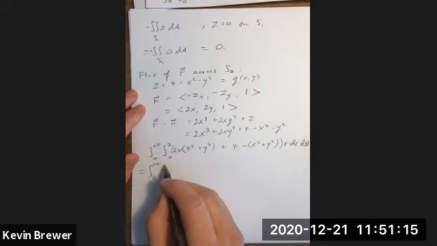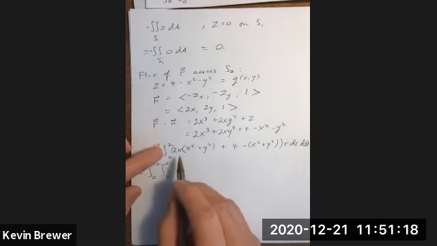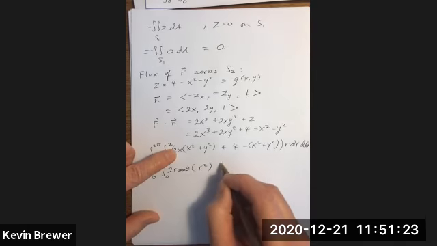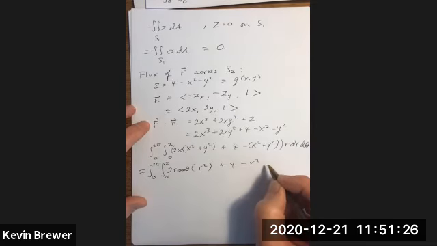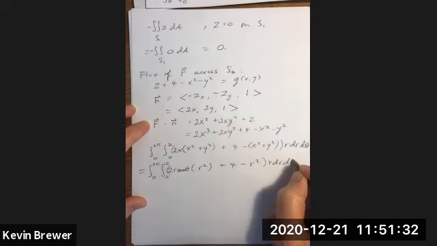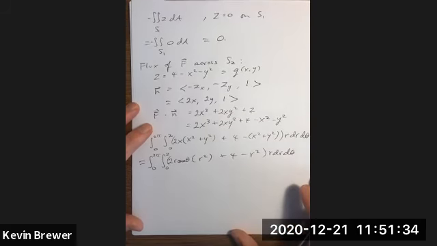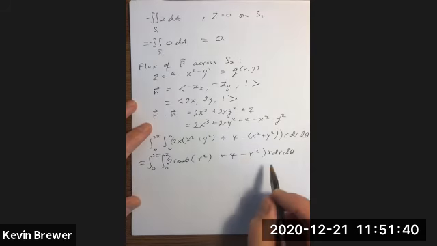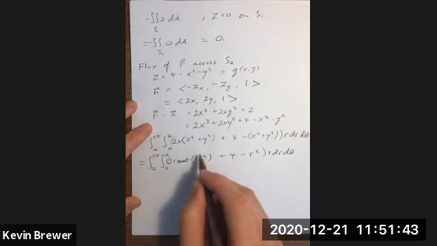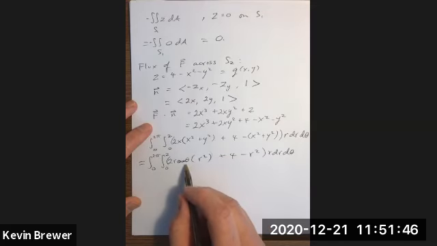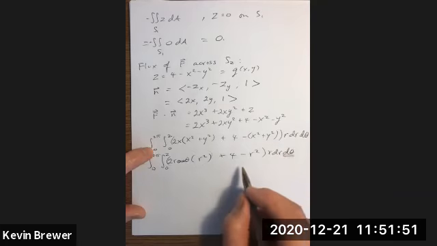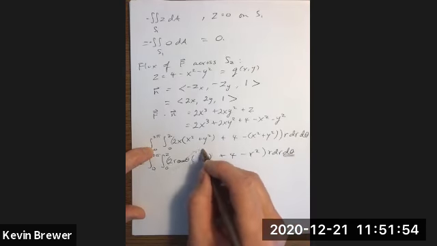So integral 0 to 2 pi, integral 0 to 2, this is 2r cosine theta times r squared plus 4 minus r squared, r dr d theta. Let's see. Again, this term here is going to go away when we integrate with respect to theta. So let's integrate with respect to theta first. And this will go to 0.